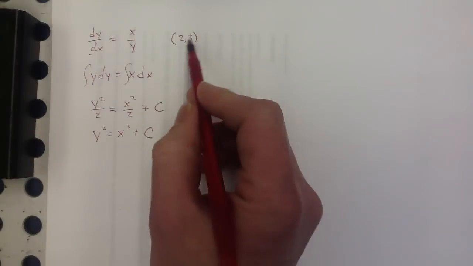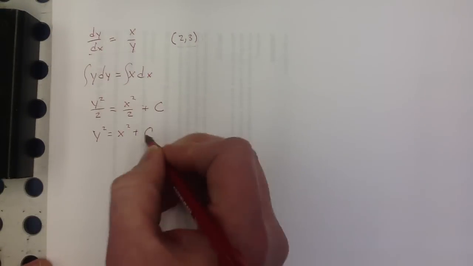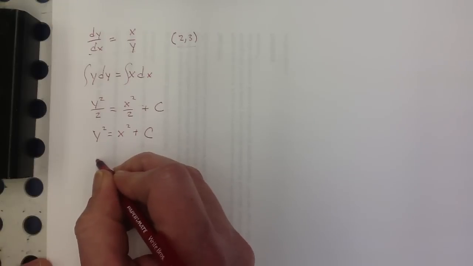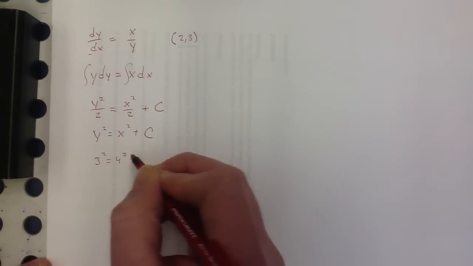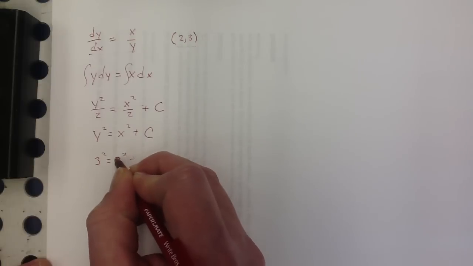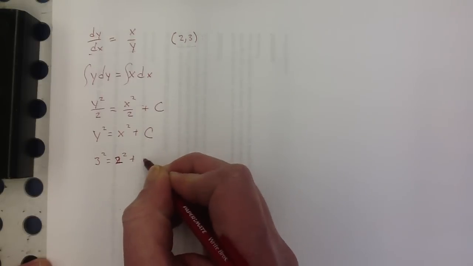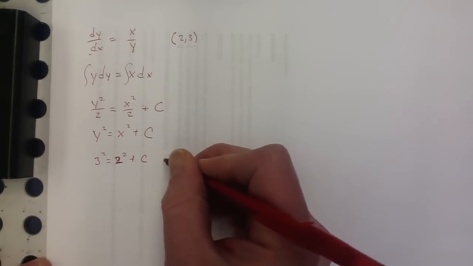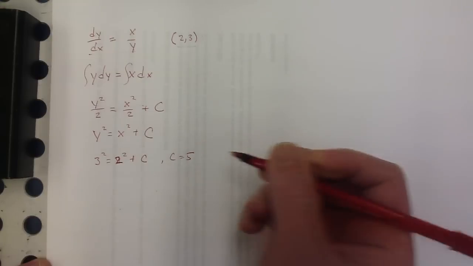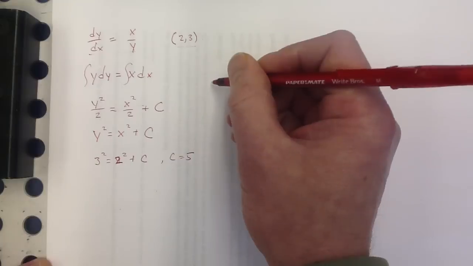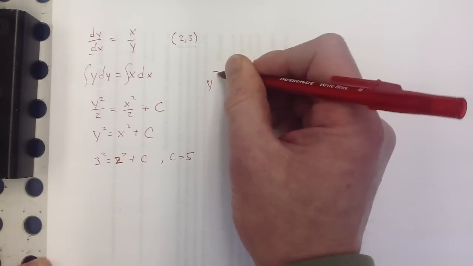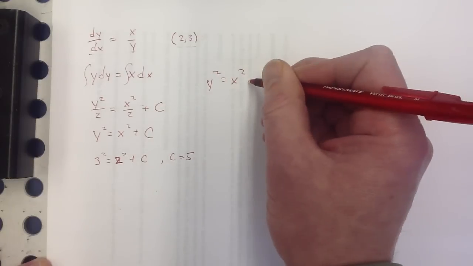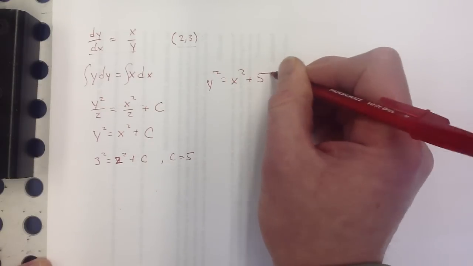A constant, right? And then we plug in our point here to solve for c, and I get 3 squared equals 2 squared plus c, so c is equal to 5. So my solution is, depends on how you want to write it, I guess you could write it as y squared is equal to x squared plus 5.